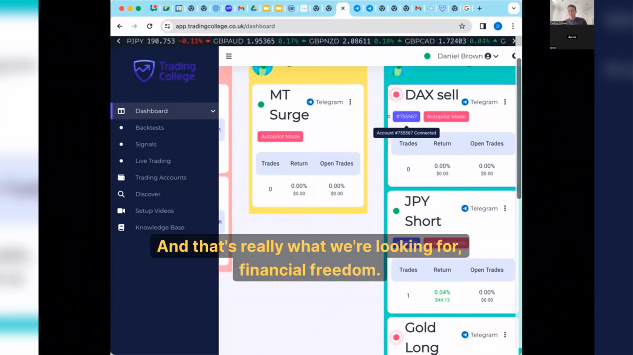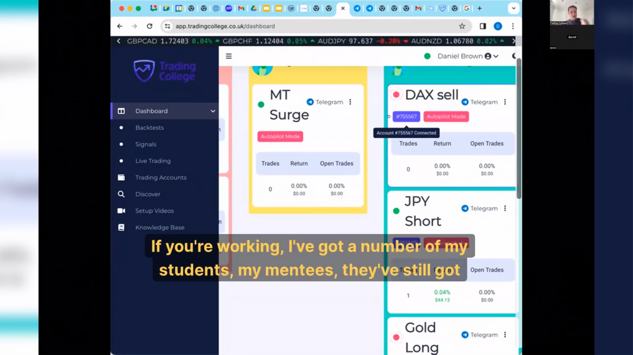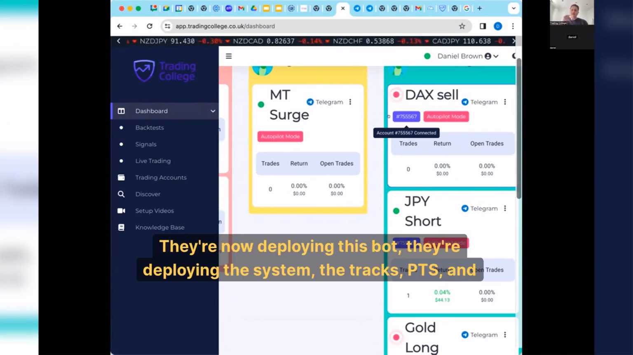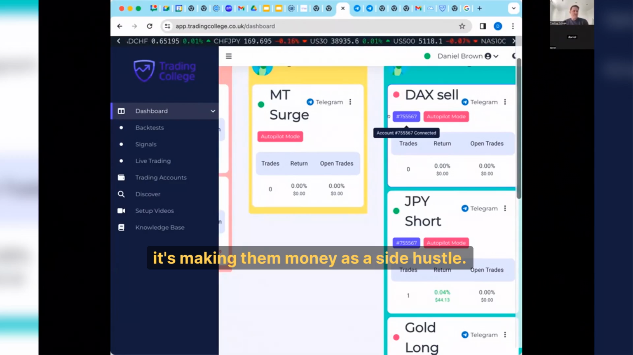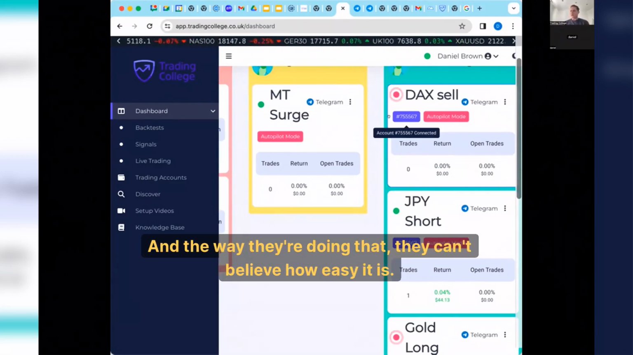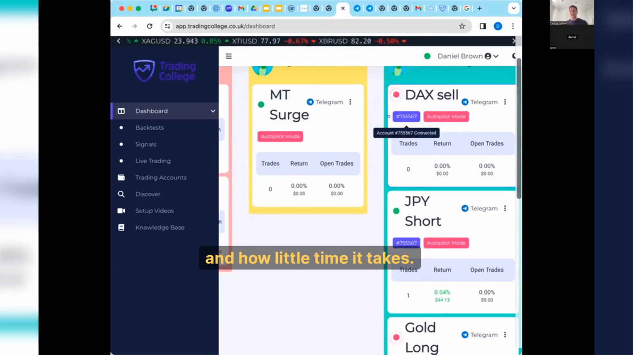And that's really what we're looking for: financial freedom, freedom to just get on with our day. If you're working, I've got a number of my students, my mentees, they've still got their day jobs, they're running businesses, and they're trading on the side. They're now deploying this bot, they're deploying the system, the tracks, PTS, and it's making them money as a side hustle. Some of them are progressing to being professional traders. And the way they're doing that, they can't believe how easy it is. They can't believe how straightforward it is and how little time it takes.